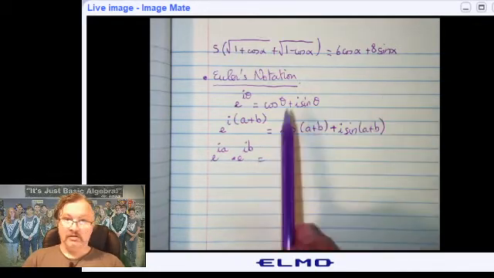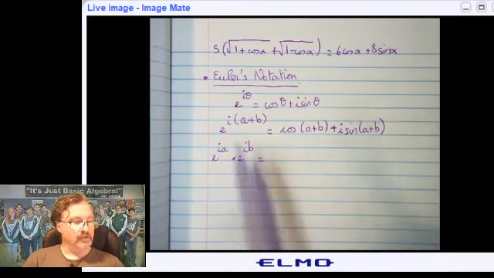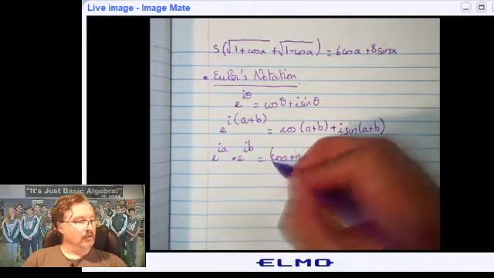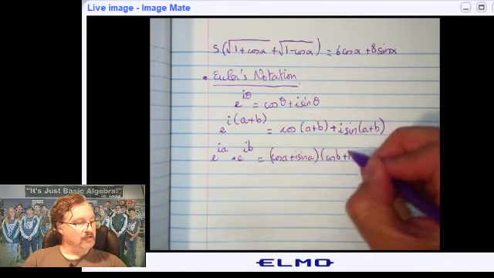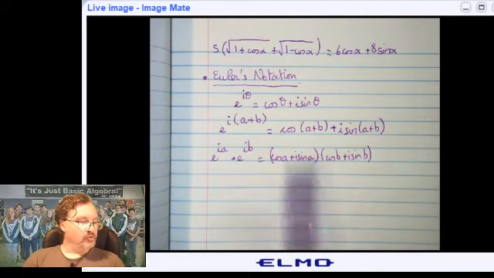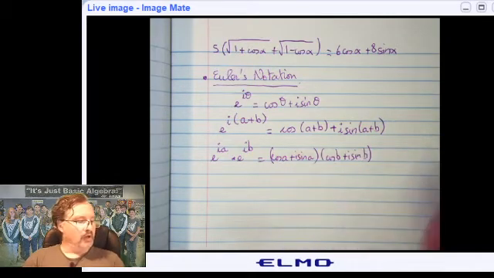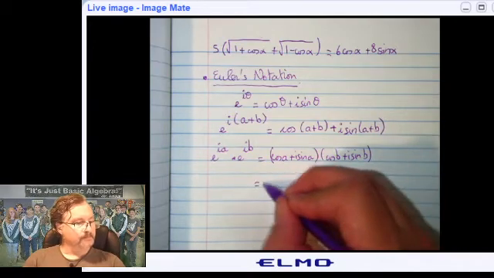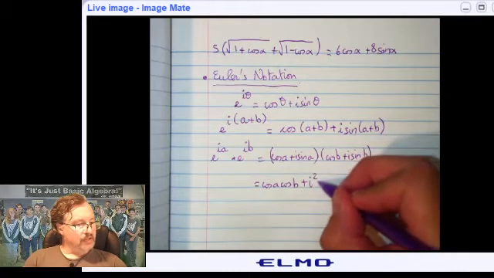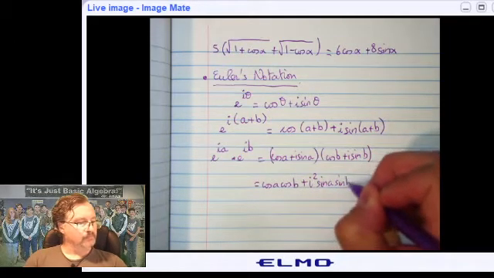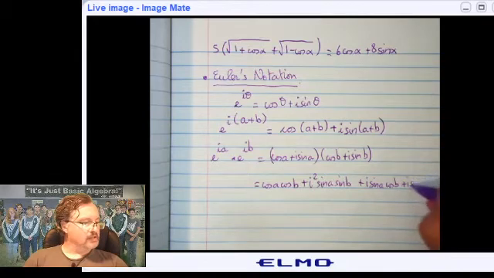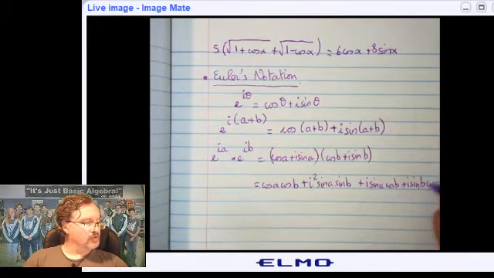And if I use the definition right here on this one and then on this one, it's going to give me cosine A plus i sine A times cosine B plus i sine B. At this point, I'm just going to distribute everything, and it's going to give me cosine A cosine B plus i squared sine A sine B plus i sine A cosine B plus i sine B cosine A.